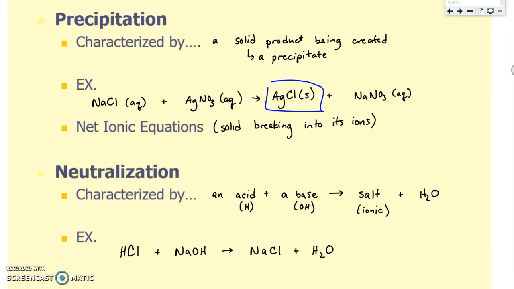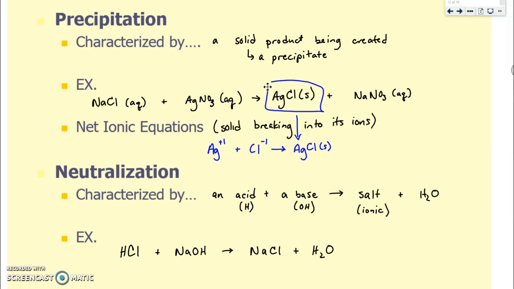We're going to briefly talk about net ionic equations. A net ionic equation is when we take that solid and we break it into its ions. So the solid in this example is AgCl. And if I'm going to break it apart, I know it's going to be Ag plus Cl. And then I use my periodic table to see that it's Ag +1 and Cl -1.